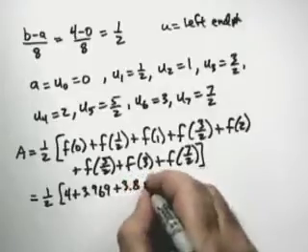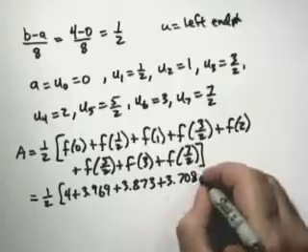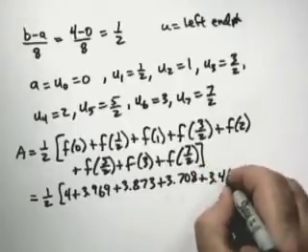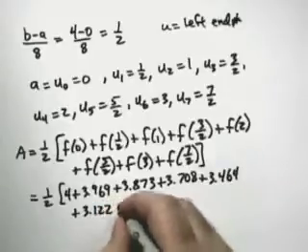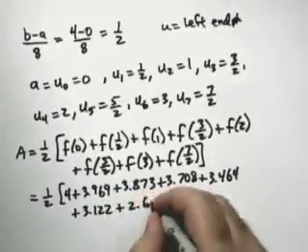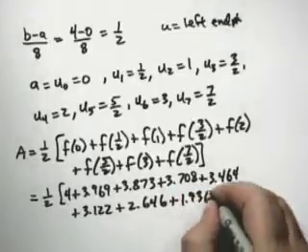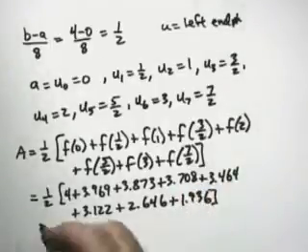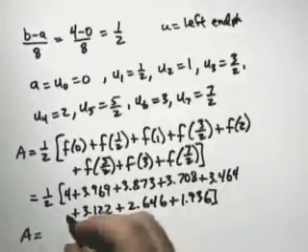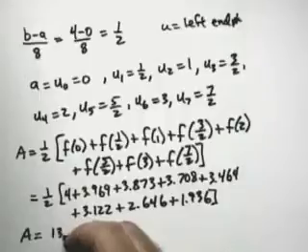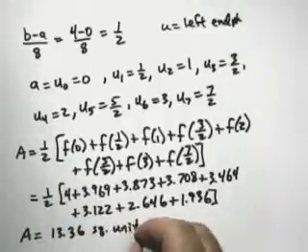plus 3.873 plus 3.708 plus 3.464 plus 3.122 plus 2.646 and plus 1.936. If we simplify this, we'll get the area of our region is approximately 13.36 square units.